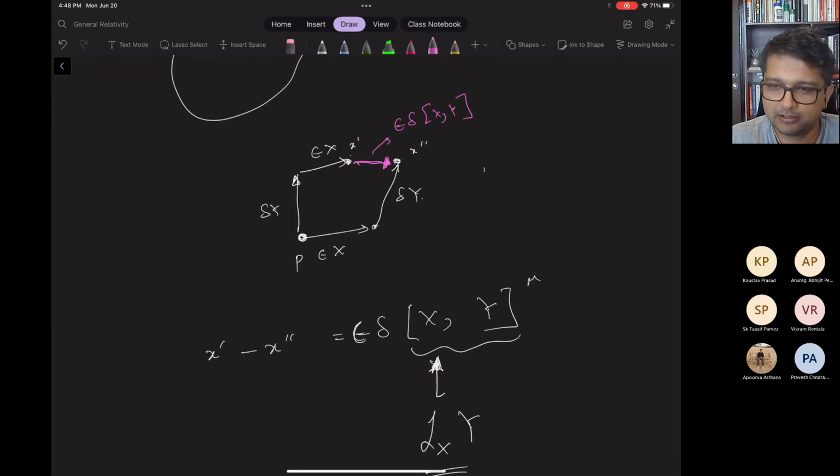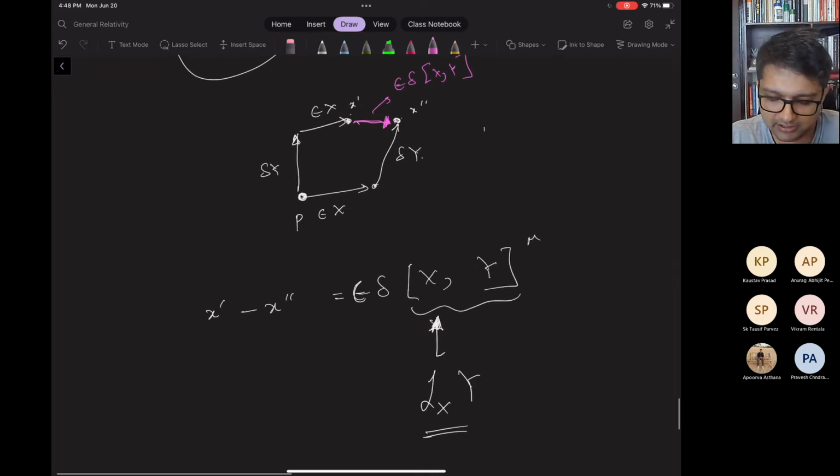Now let's understand this in the context of killing vectors. Let's suppose x and y are killing vector fields.